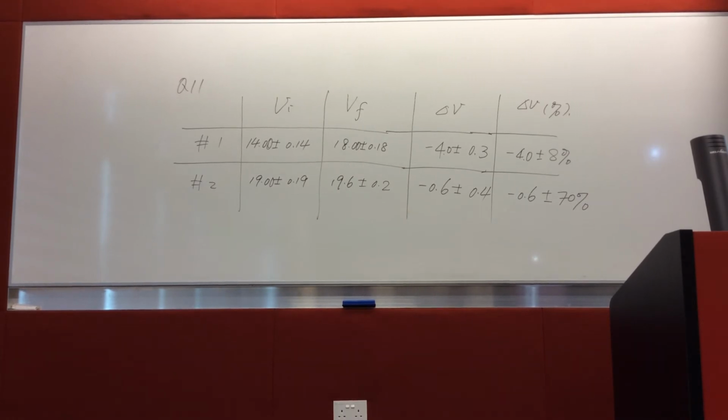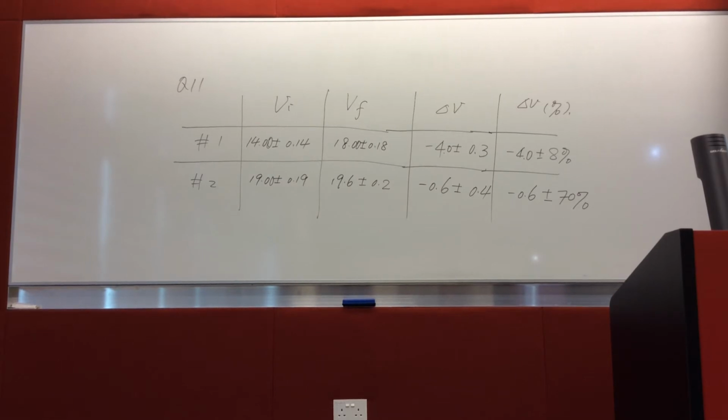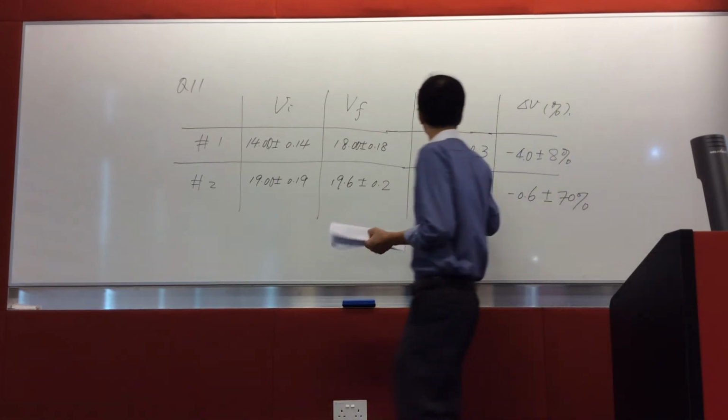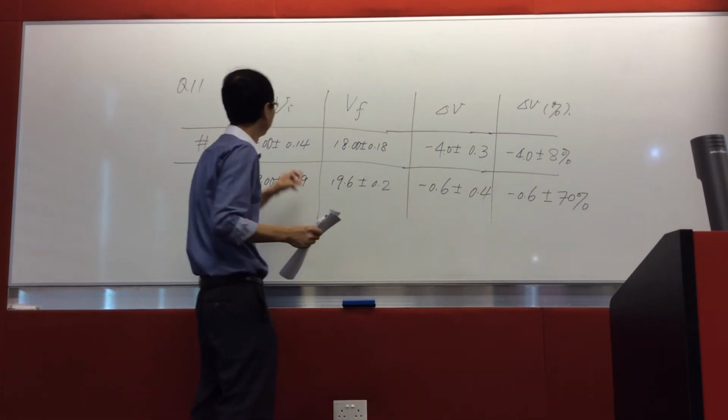And do you still remember what the quadrature uncertainties are? You need to look at your notes, right? So you can report your final answer here, right?